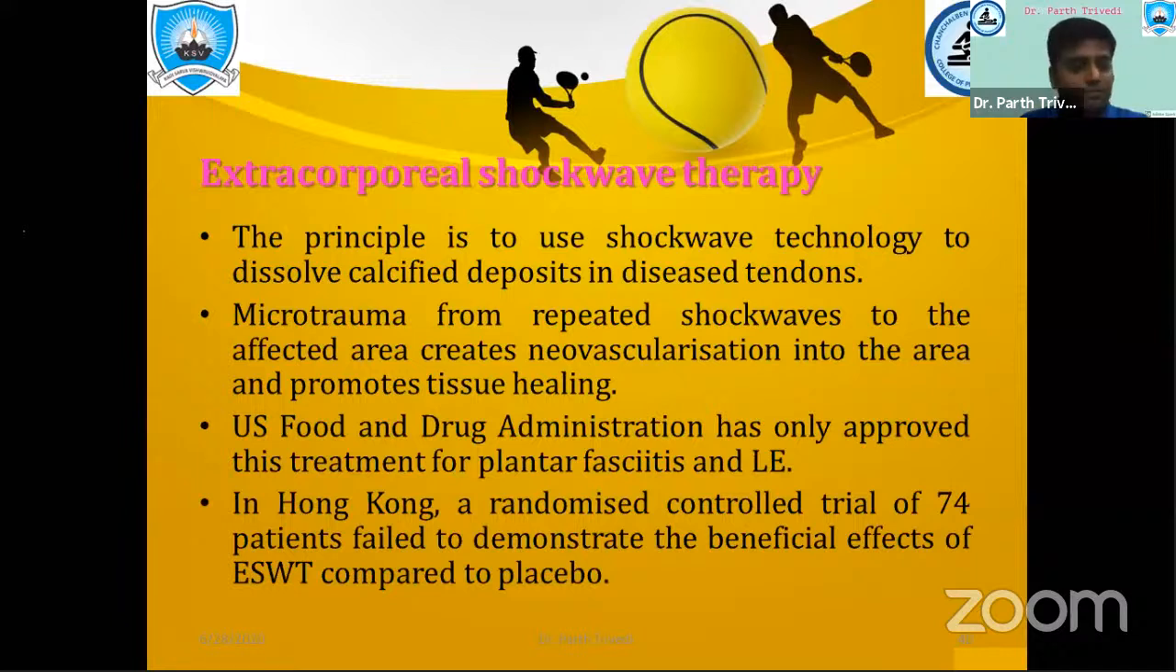Extracorporeal shockwave therapy basically started with lithotripsy. Lithotripsy is generally used for removing stones from the kidney. So this is the basic principle of extracorporeal therapy.